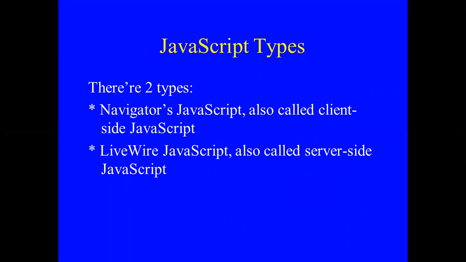Then there are two types of JavaScript. The first one is Navigator JavaScript and the second one is LiveWire JavaScript. Navigator JavaScript is also called client-side JavaScript, and LiveWire JavaScript is also called server-side JavaScript. Okay.